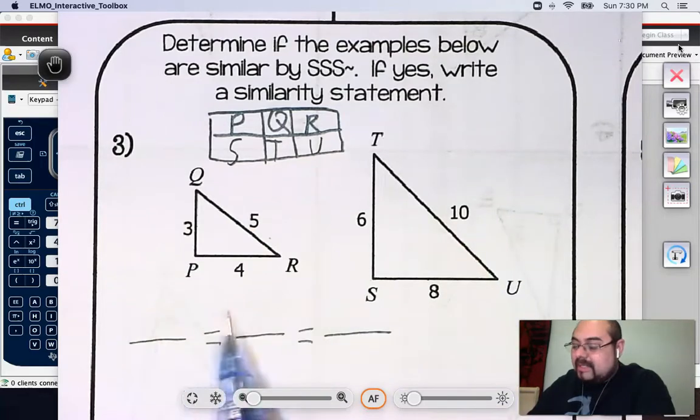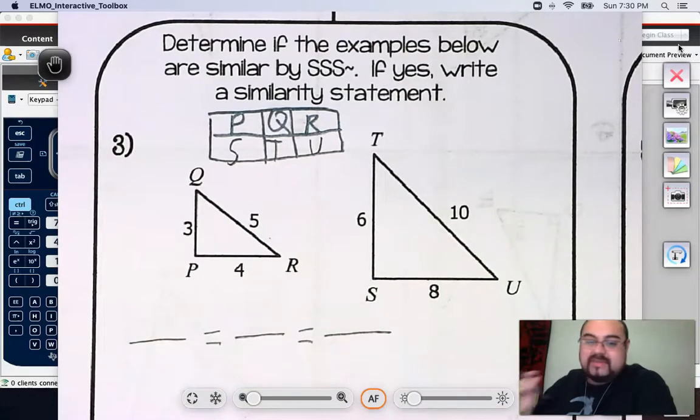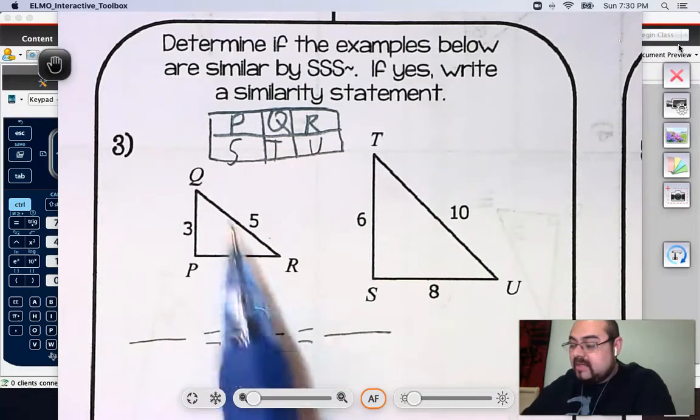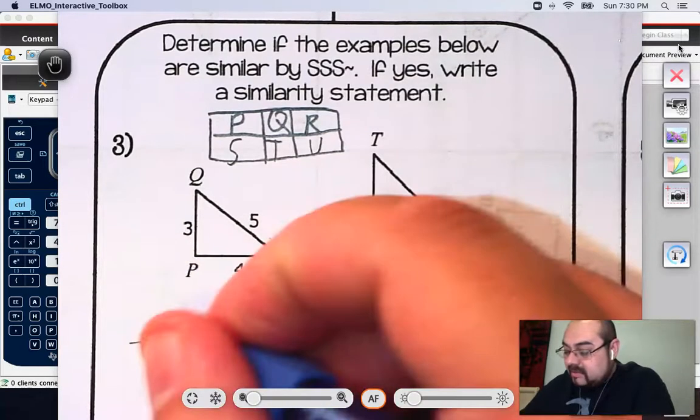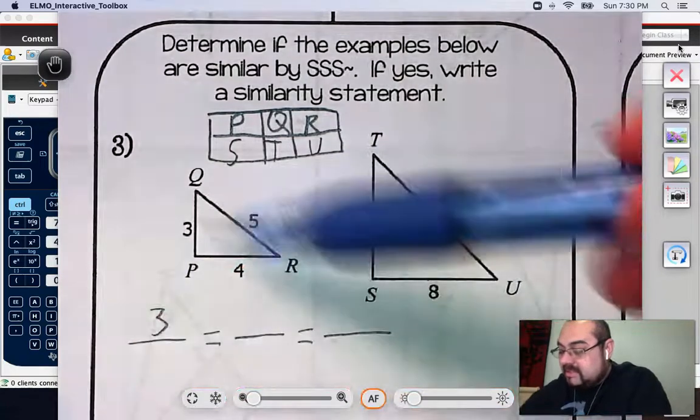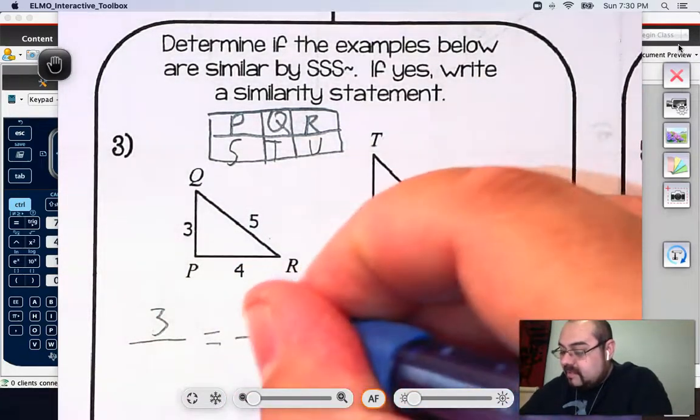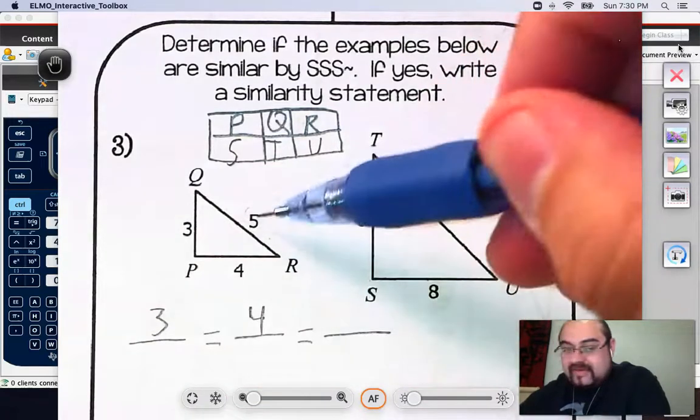How am I going to list them? I'm going to list them from the smallest side to the largest side. So watch how I do that. Right here, of course, the smallest side is going to be 3. The next biggest side is going to be 4. And the biggest side is going to be 5.